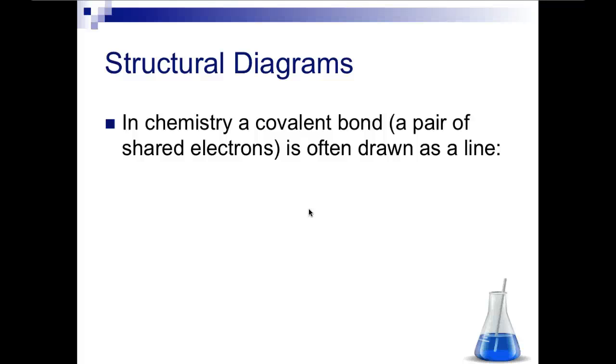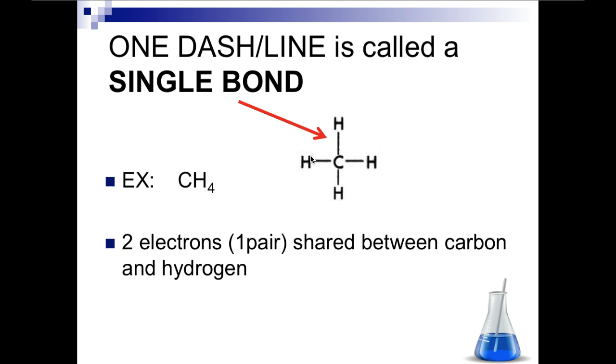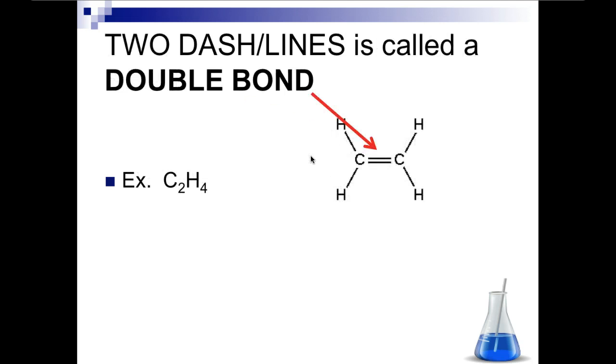Now let's look at structural diagrams. In chemistry, a covalent bond, a pair of shared electrons, is often drawn as a line. So when we do 1 dashed line, that's called a single bond. So for carbon tetrachloride, this is what it would look like. This is the structural way to draw it instead of doing the dots. So there's two electrons, one shared pair between the carbon and the hydrogen. When we have two dashed lines, this is what we call a double bond.